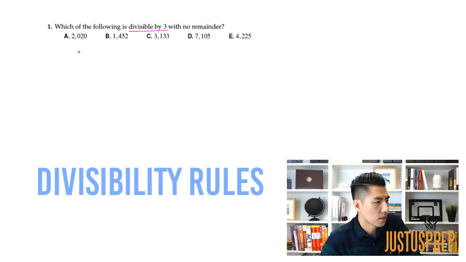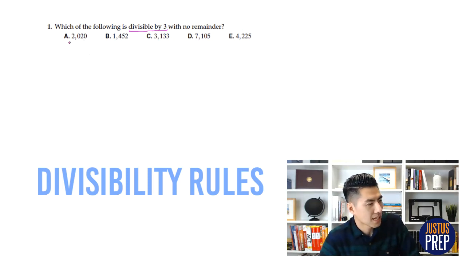The divisibility rule for 3 is that a number is divisible by 3 if the sum of its digits is also divisible by 3. So if the sum is divisible by 3, then that number itself is divisible by 3. Let's take a look at the first answer choice, A. The digits are 2, 0, 2, and 0. If we add these up, we get 4. 4 is not divisible by 3, so this number is not divisible by 3. That is not the answer.